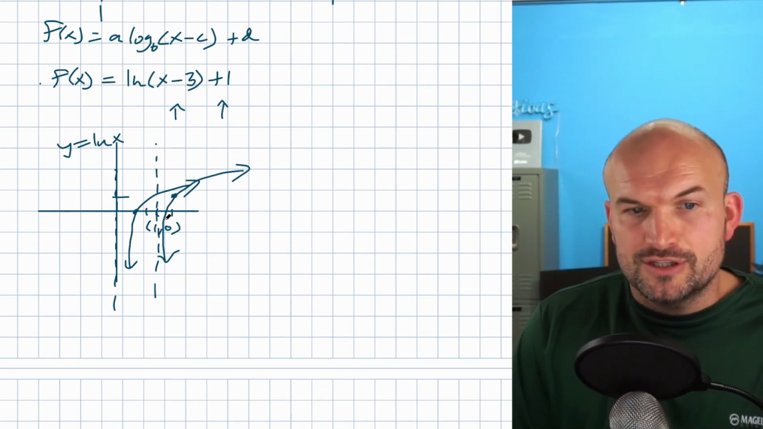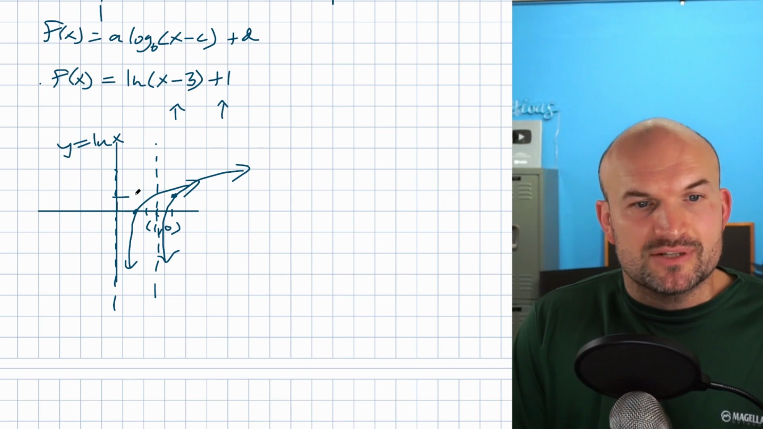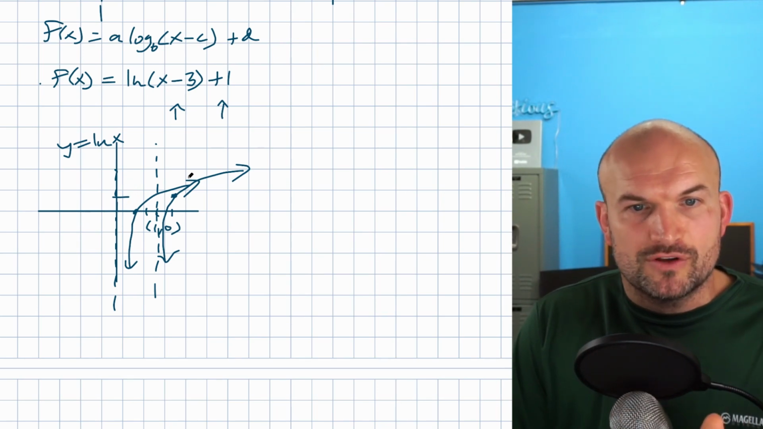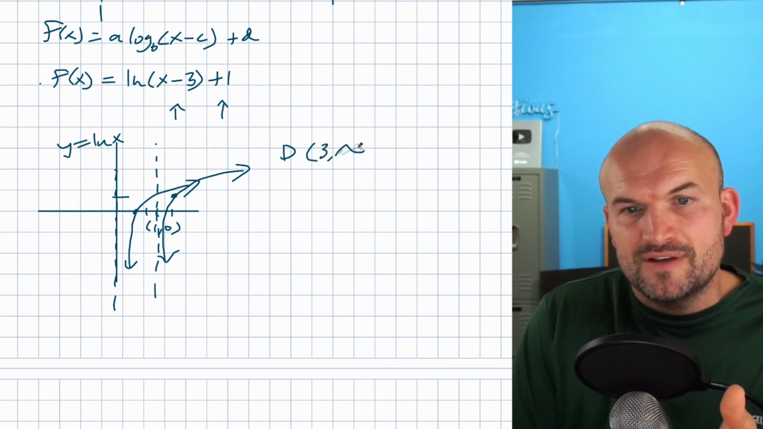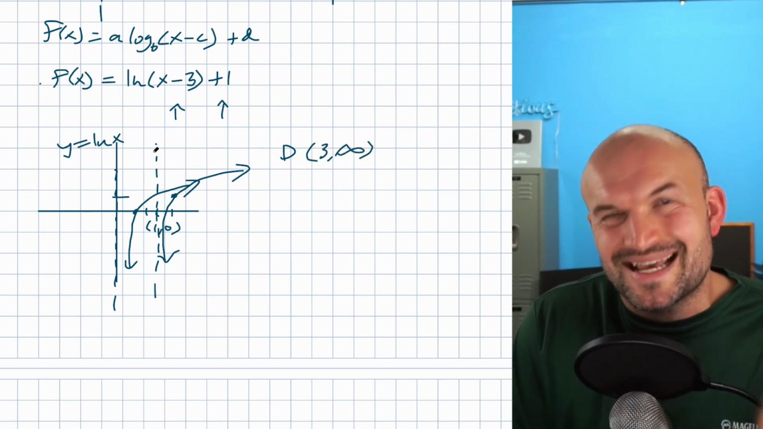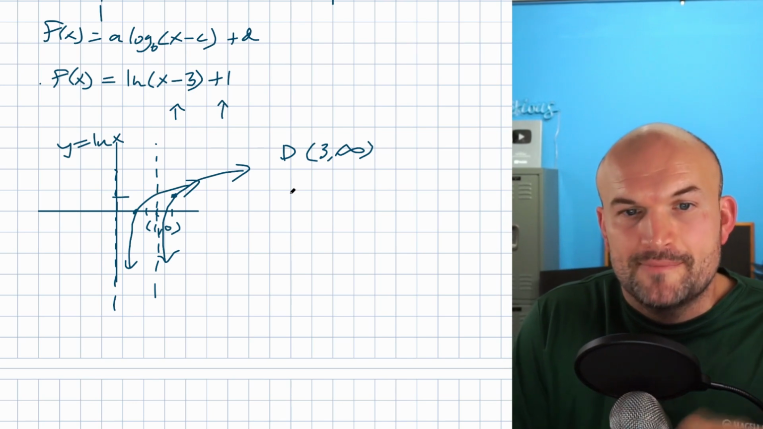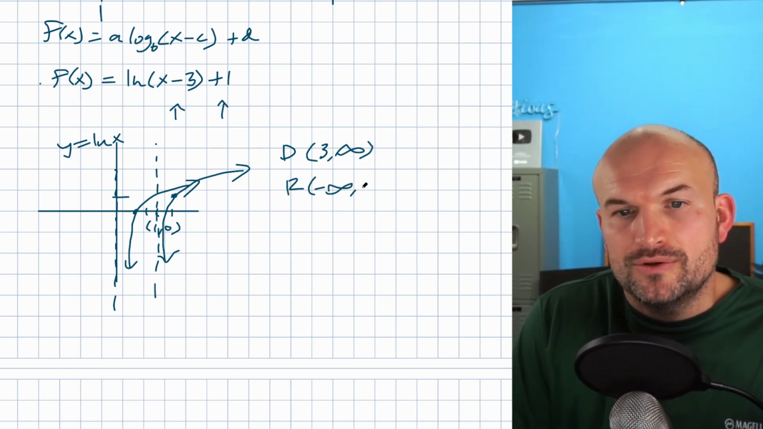So here, let's just look at this new restriction. It was for only positive numbers, but now the vertical asymptote got shifted over 3 units. So my domain in this case is going to be from 3 to infinity. And again, I'm going to use an open parenthesis because it's at an asymptote. It's actually never going to achieve 3. And my range is going to be all real numbers.